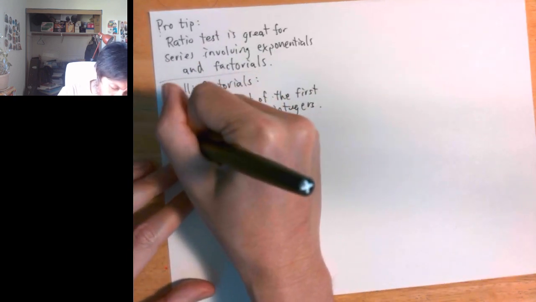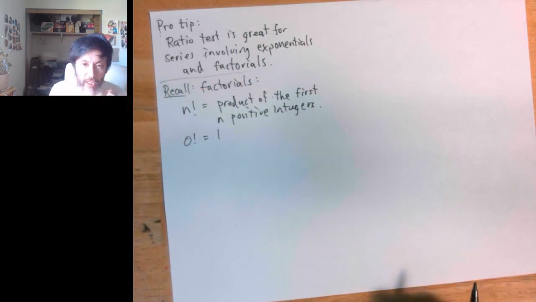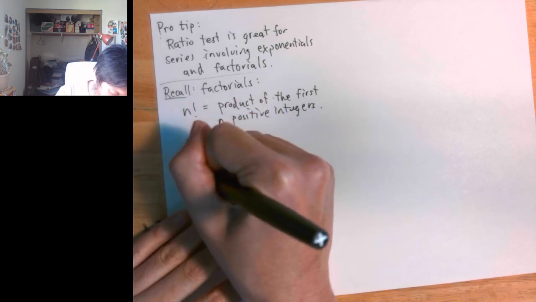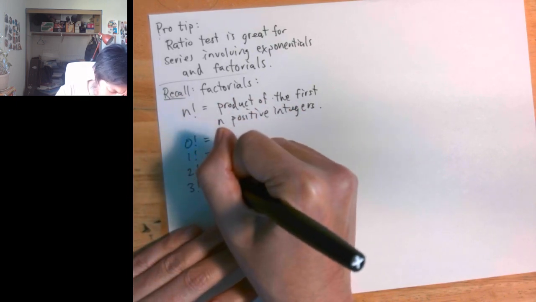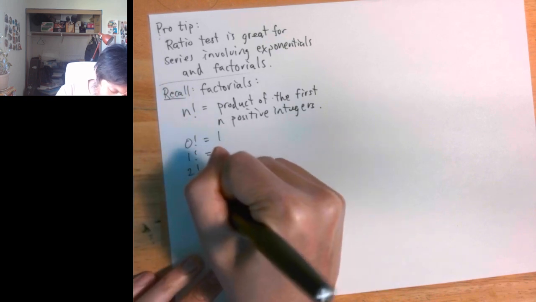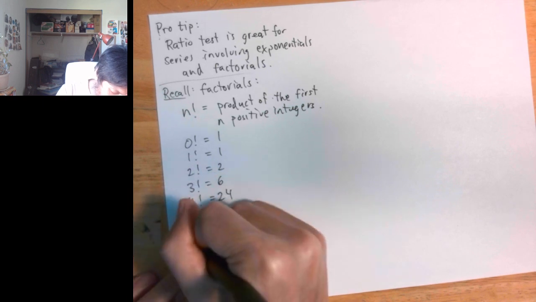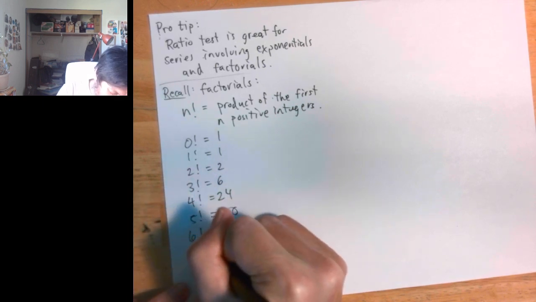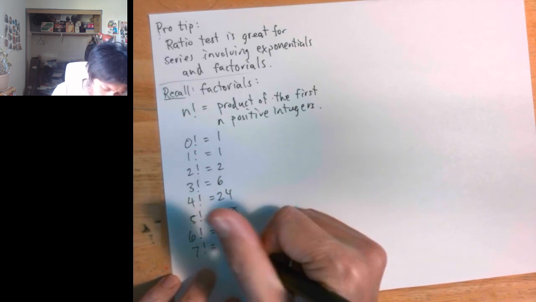And we say by definition 0 factorial is equal to 1. 0 factorial is 1, 1 factorial is 1, 2 factorial is 2, 3 factorial is 6, 4 factorial is 24, 5 factorial is 120, 6 factorial is 720, 7 factorial is, now this I think is hard. Is it 5040?